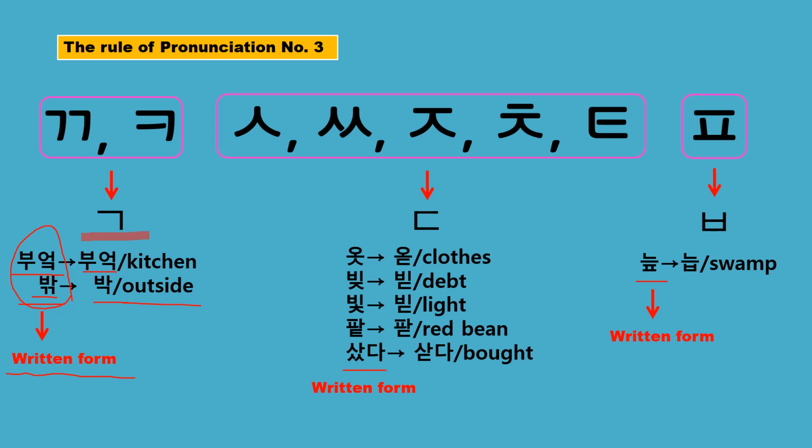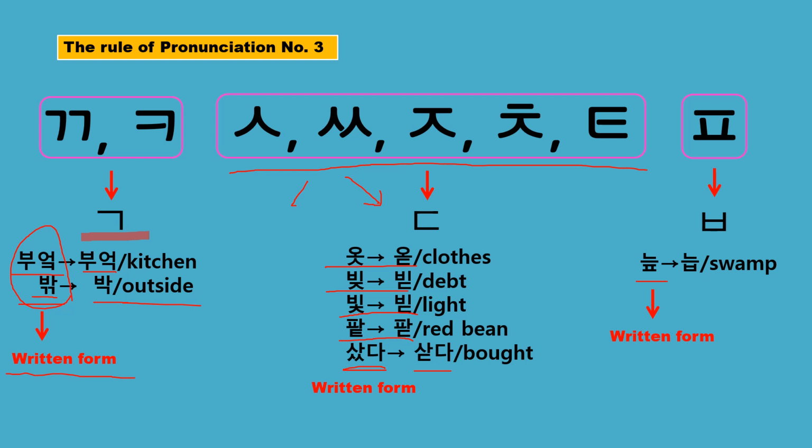Okay? And 시옷, 쌍시옷, 지읒, 치읒, 티읒, that becomes 디귿 sound. For example, 옷, close, 빛, light, 밭, field, 팥, red bean, 샀다, bought.